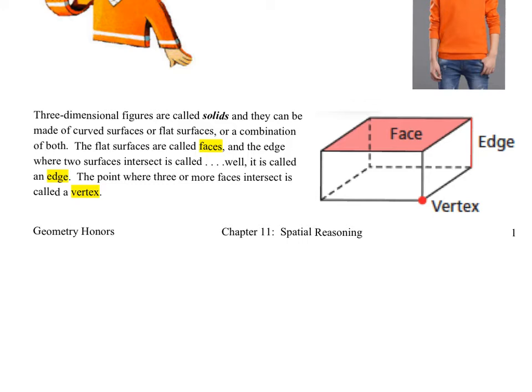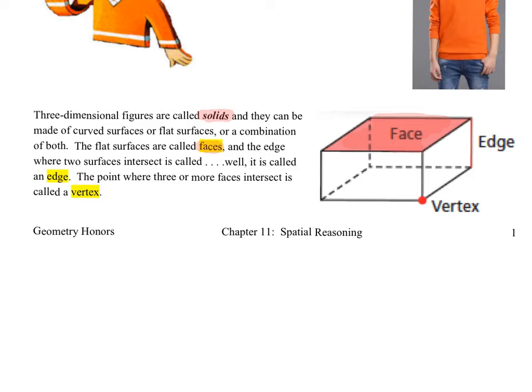So there's some important vocabulary here. Three-dimensional figures are called solids, and they can be made of curved surfaces or flat surfaces, or a combination of both. The flat surfaces are called the faces. So like the top area is what I would call this. That's the top face. And the edge is where the two surfaces intersect.